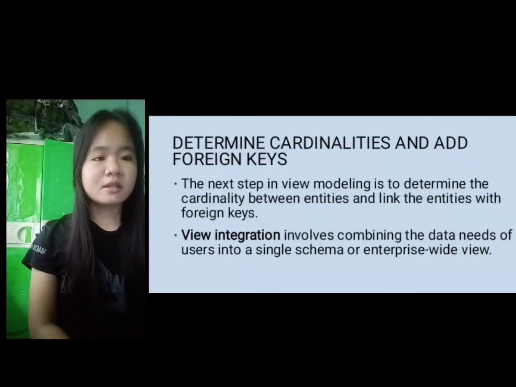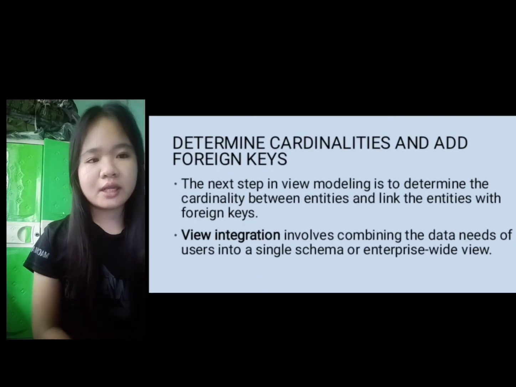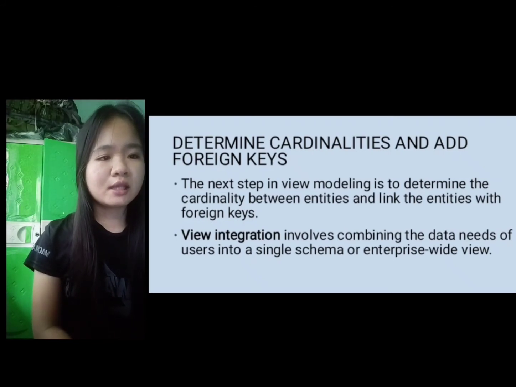So next is determine cardinalities and add foreign keys. The next step in view modeling is to determine the cardinality between entities and link the entities with the foreign keys. And view integration involves combining the data needs of all users into a single schema or enterprise-wide view.